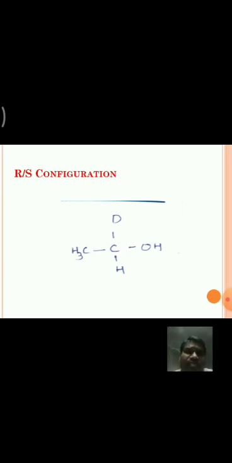Next, if you observe one more example, in this again carbon is attached to 4 different atoms. One side oxygen, another side carbon, one more hydrogen, and deuterium. 4 groups are attached. As here oxygen and carbon, we know that this oxygen is having the highest atomic number, hence we should give 1 priority to this.